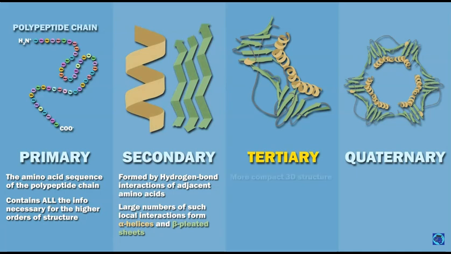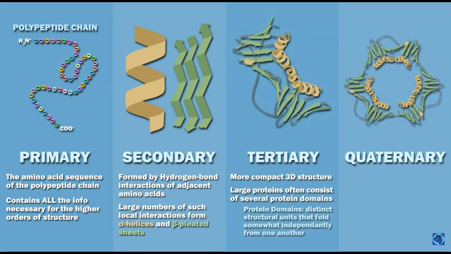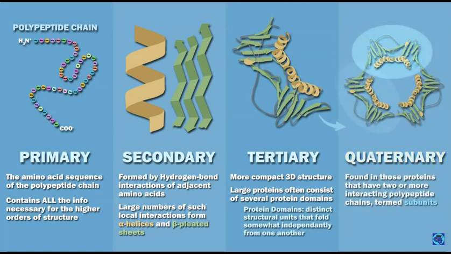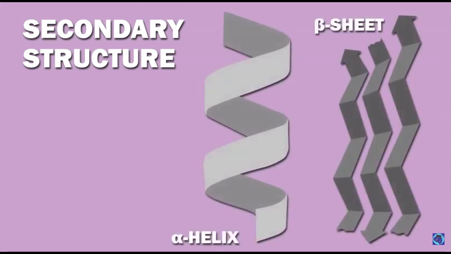The tertiary structure is a more compact 3-dimensional shape. Large proteins often consist of several protein domains, which are distinct structural units that fold somewhat independently from one another. Quaternary structure is found in those proteins that have 2 or more interacting polypeptide chains, which are then termed subunits. Secondary structures include alpha helices and beta sheets.